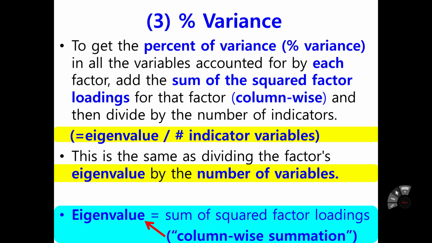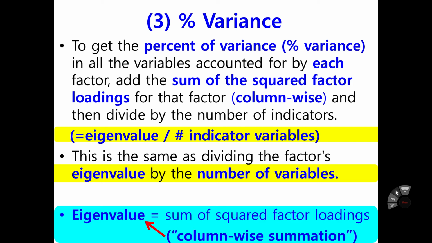Number 3, percent variance. To get the percent of variance, normally denoted as percent variance, in all the variables accounted for by each factor, take the sum of the squared factor loadings for the factor column-wise, and then divide by the number of indicators. So it's defined as the eigenvalue divided by the number of indicator variables. This is the same as dividing the factor's eigenvalue by the number of variables. So in summary, eigenvalue is the sum of squared factor loadings.